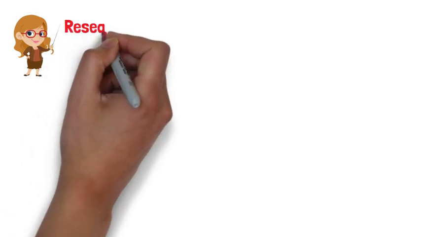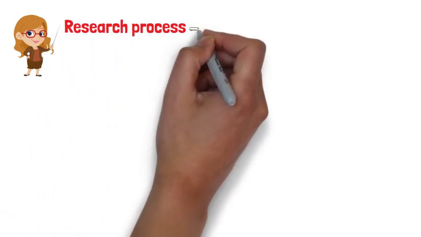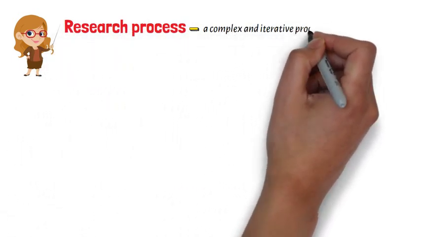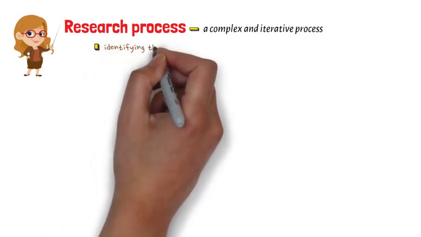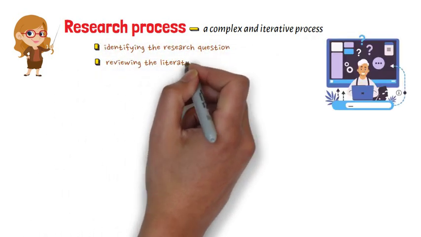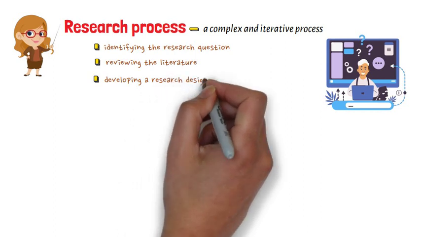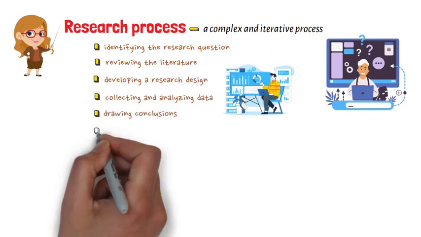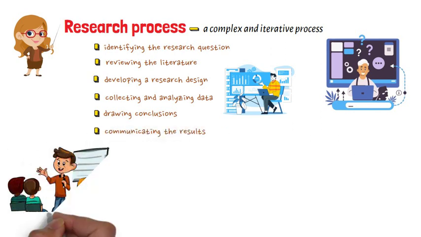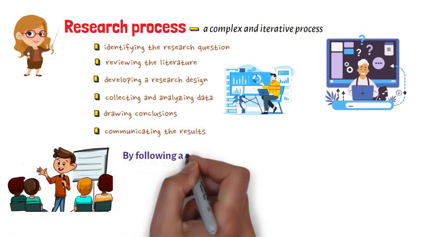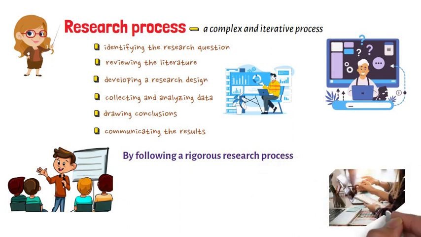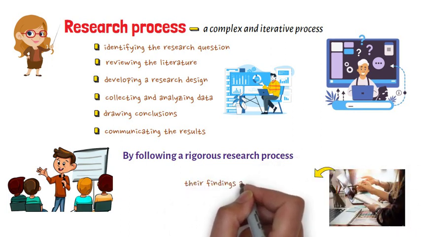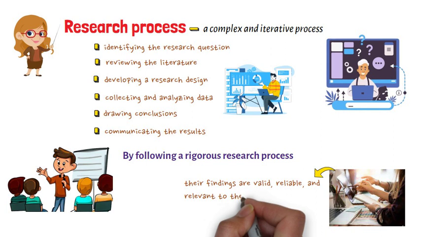In conclusion, the research process is a complex and iterative process that involves several steps, including identifying the research question, reviewing the literature, developing a research design, collecting and analyzing data, drawing conclusions, and communicating the results. By following a rigorous research process, researchers can ensure that their findings are valid, reliable, and relevant to the research question.